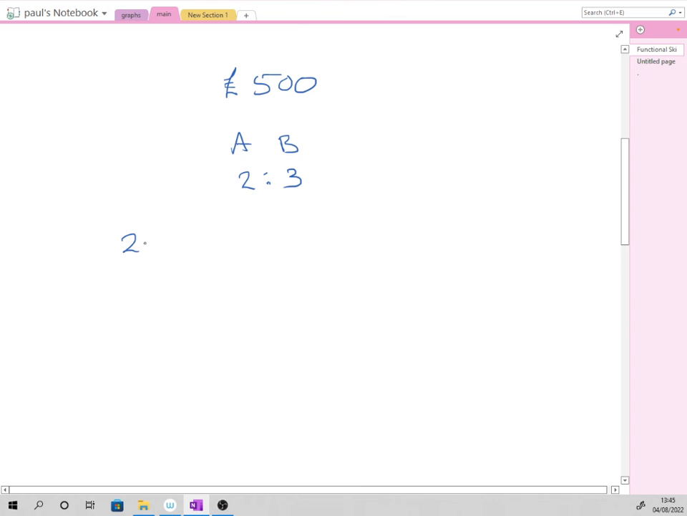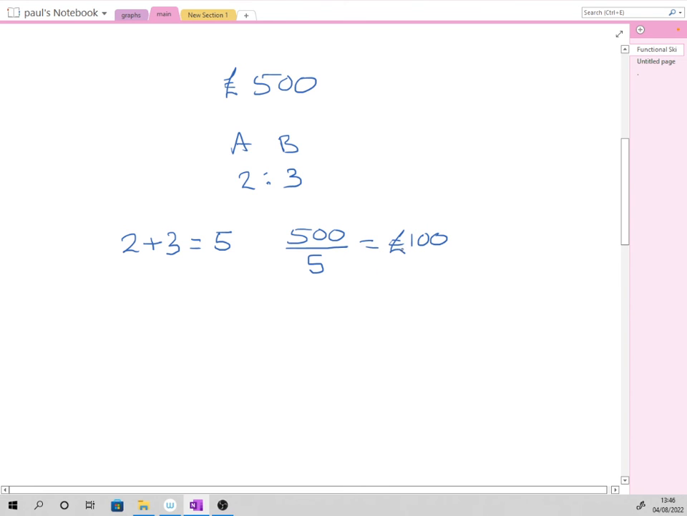So first of all, you add the ratio parts together, and that gives you the total number of bits of ratio. So there are 5 altogether. A gets 2 of them, B gets 3 of them. Then we need to work out the value, in this case in pounds, of each of those bits of ratio. So you take the total amount that you're sharing, divide it by the number of ratio parts, and you will come up with a value that each part of the ratio is worth £100.